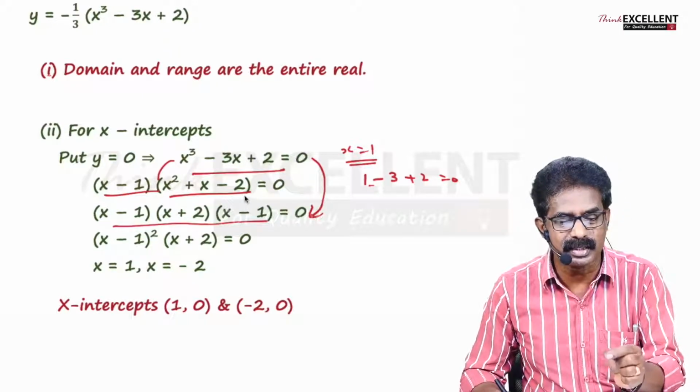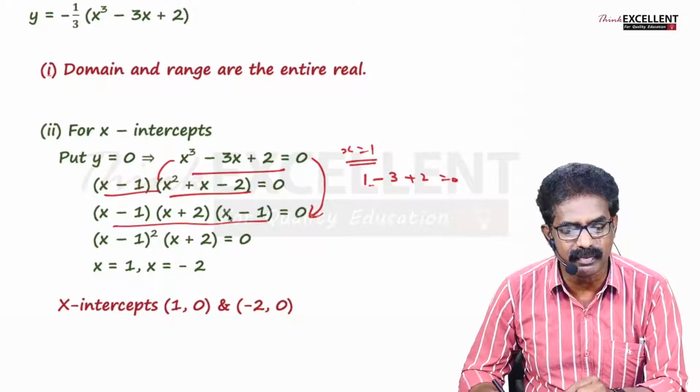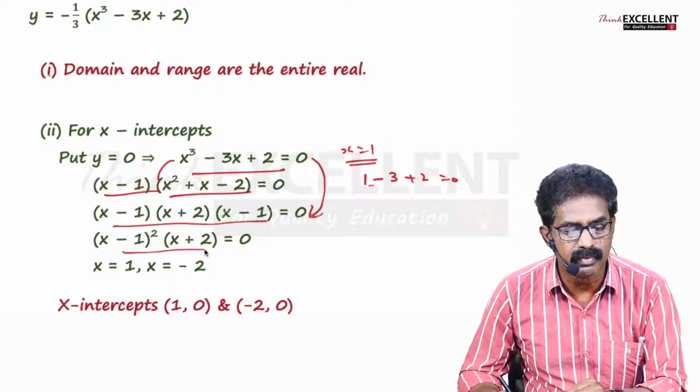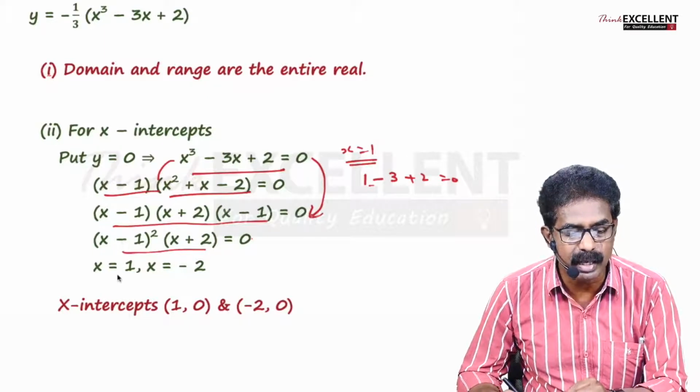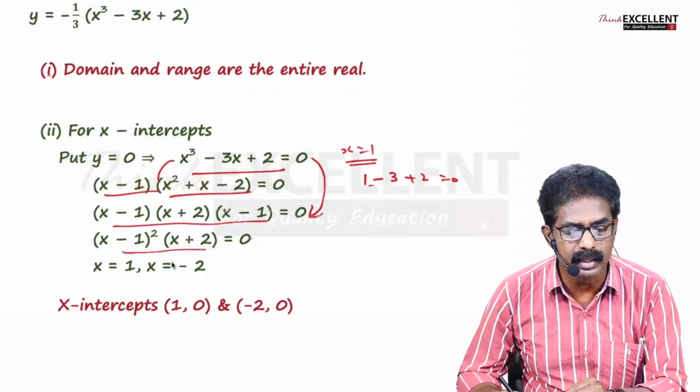So it is just a part of one step only, right? Okay, you have to factorize. You are getting 3 factors. So you are getting like this, okay? If you equate with 0, either x minus 1 is 0 or x plus 2 is 0, x equal to 1 and x equal to minus 2. So these are the x-intercepts.